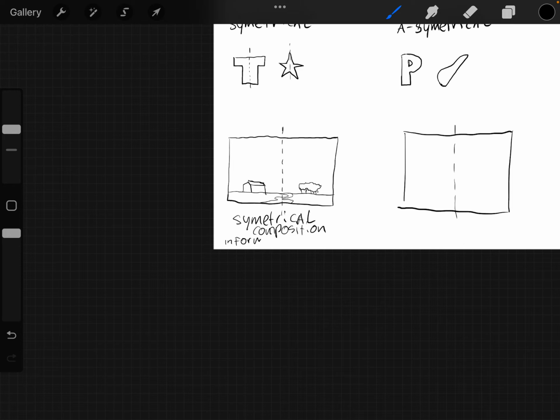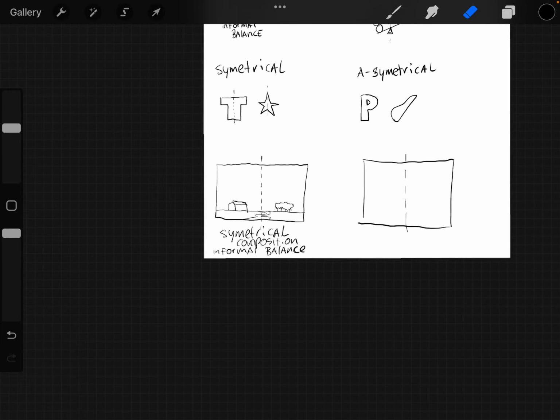And this one has informal balance, because it is not exactly the same, because on one side I have a house, on the other side I have a clump of trees.